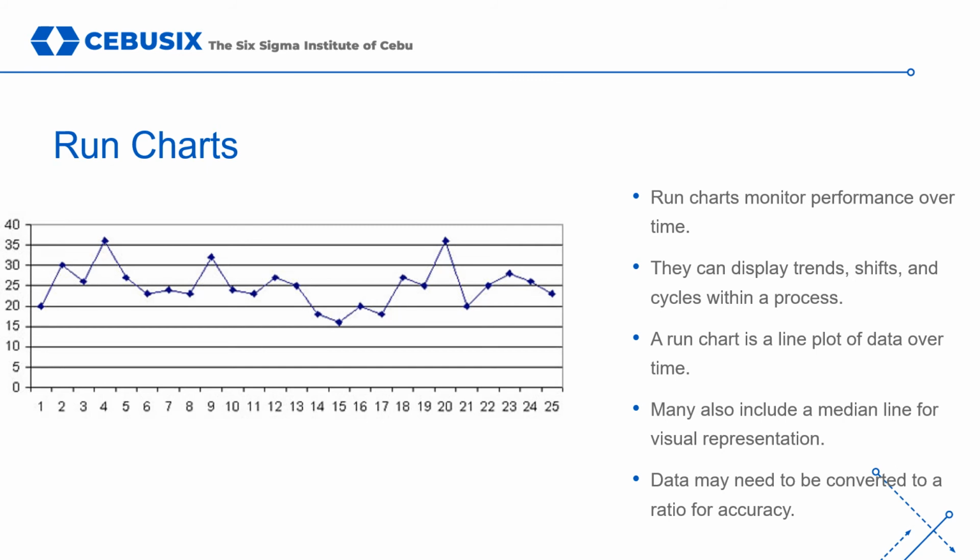Most Six Sigma run charts also include a line representing the median of all your data points for visual reference. Depending on the type of information being charted, you may need to convert data to a ratio for a more accurate run chart. For example, if you are plotting the temperature of a surface over time, there is no need to convert data. But if you are plotting the number of patients readmitted to a hospital within 30 days of being discharged, then it helps to convert the data to a percentage of the number of patients discharged within that same period.